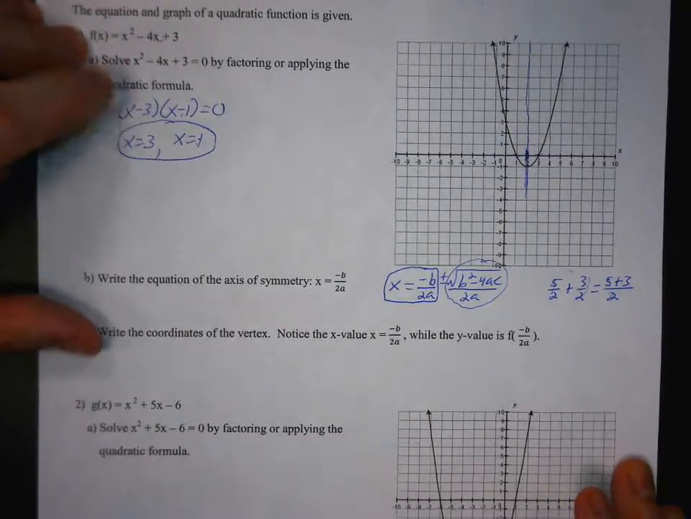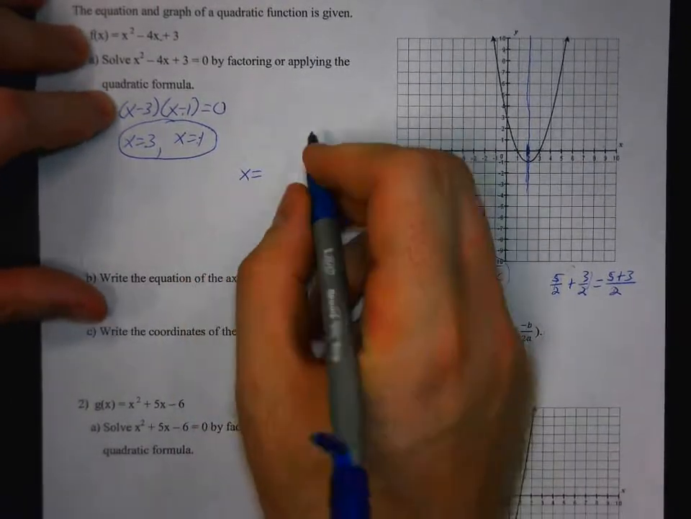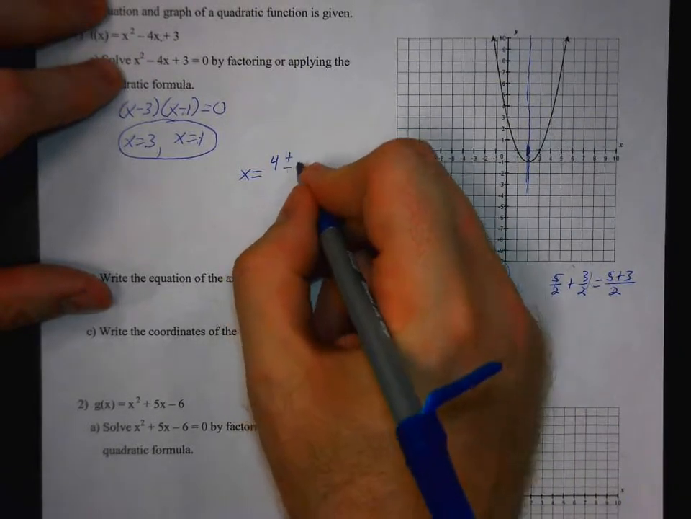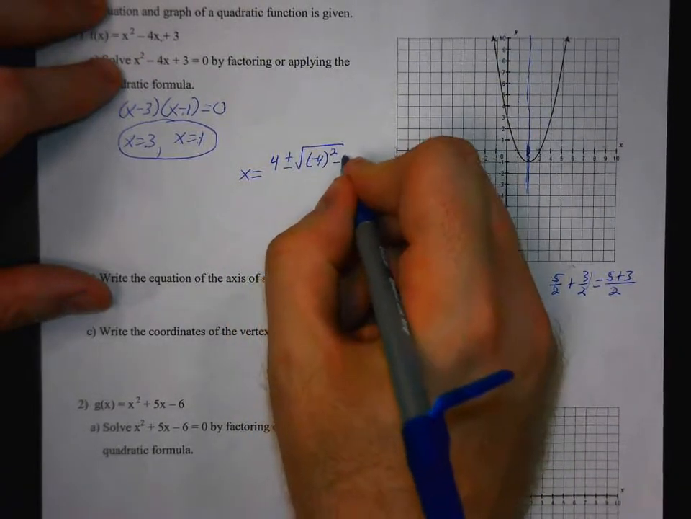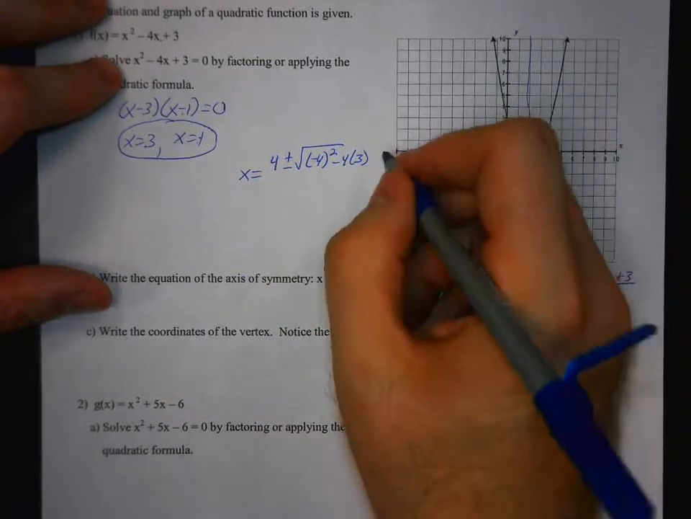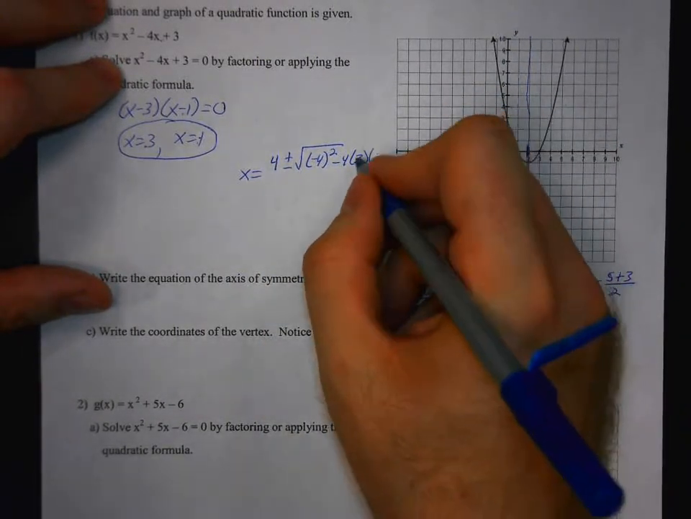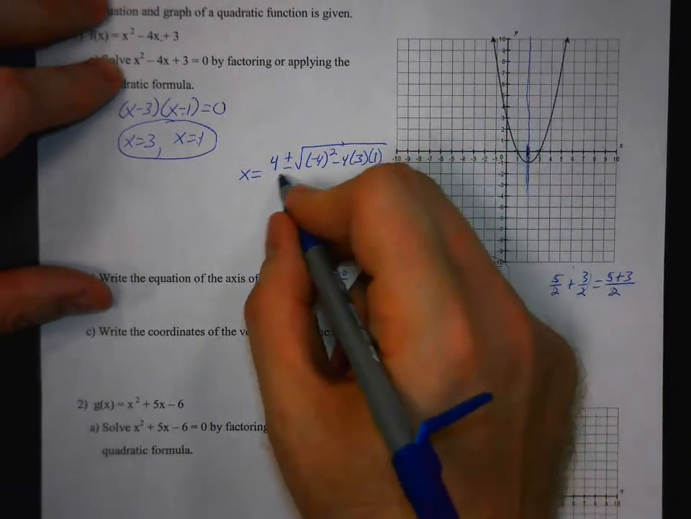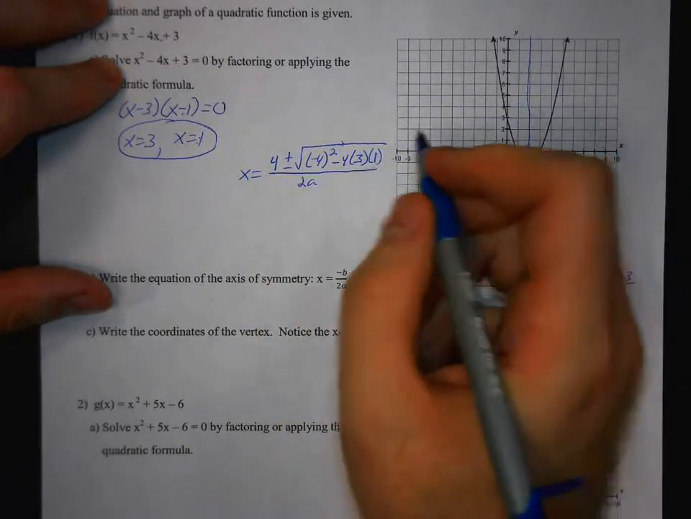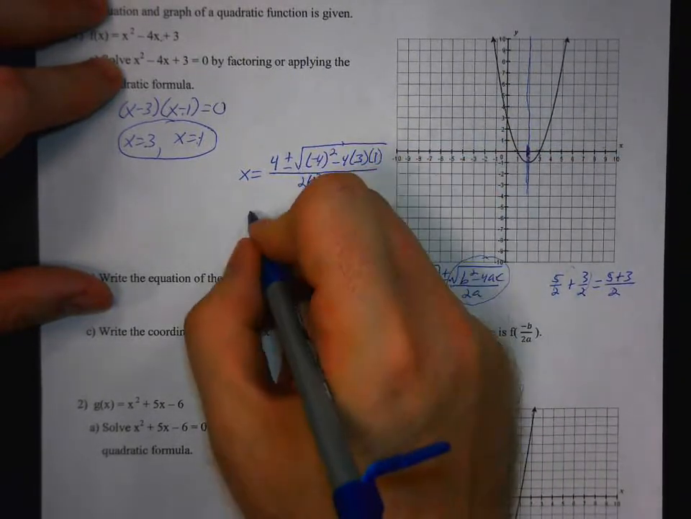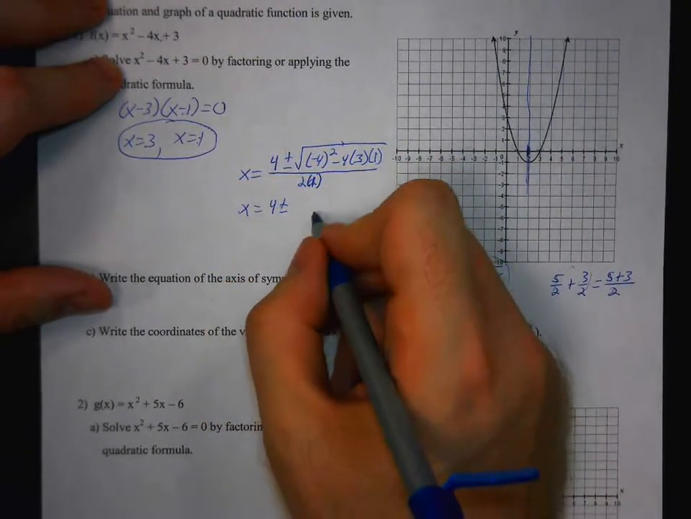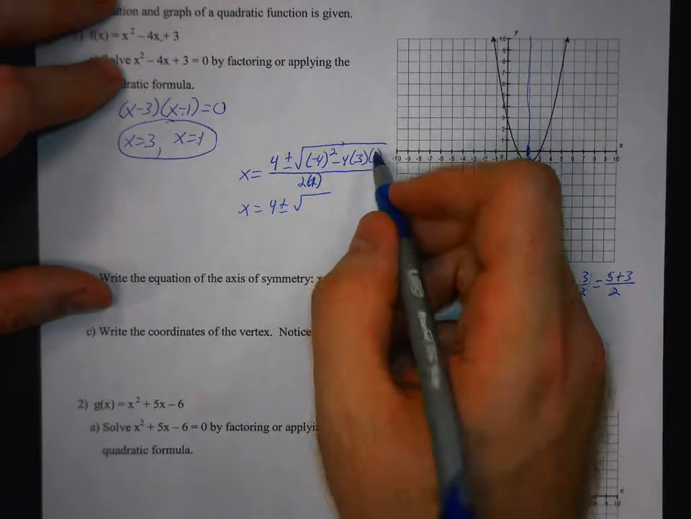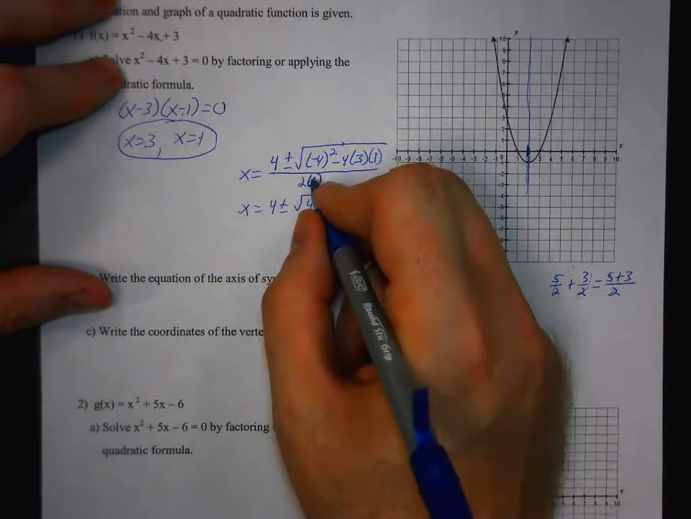So if we were to use the quadratic formula on this, negative b would be positive 4, because negative negative 4, plus or minus the square root of negative 4 squared minus 4 times 1 times 3. I just have them backwards, sorry. 4ac will be 4 times 1 times 3, all over 2a. Well, a is 1, so that's 2 times 1. So x equals 4 plus or minus the square root of 16 minus 12, which gives you 4, all divided by 2.